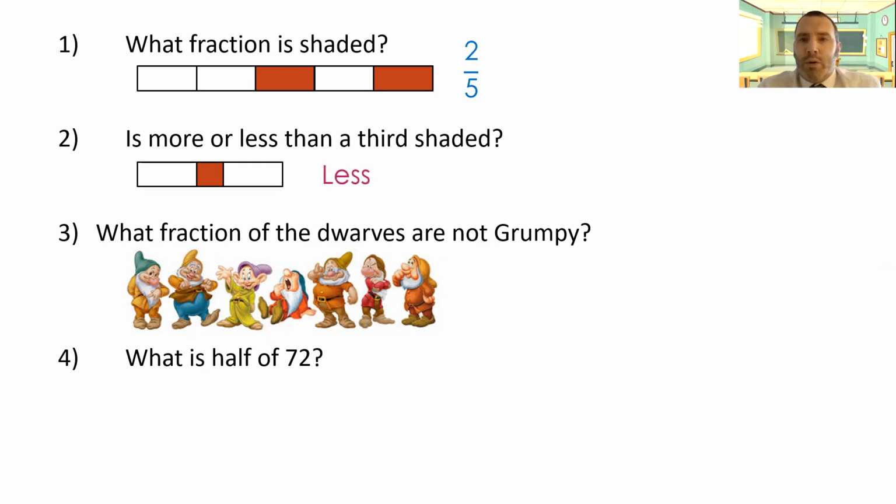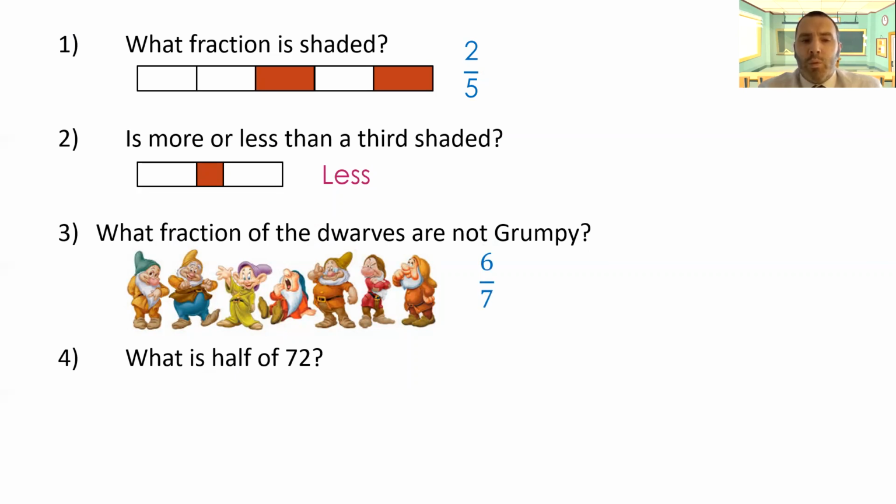What fraction of the dwarves are not grumpy? So let's look. How many dwarves have we got? Well, there are 7 dwarves, as we know, and there's only one of them that's grumpy, so that leaves us with 6. So 7 is our denominator, 6 will be our numerator, our fraction is 6/7.